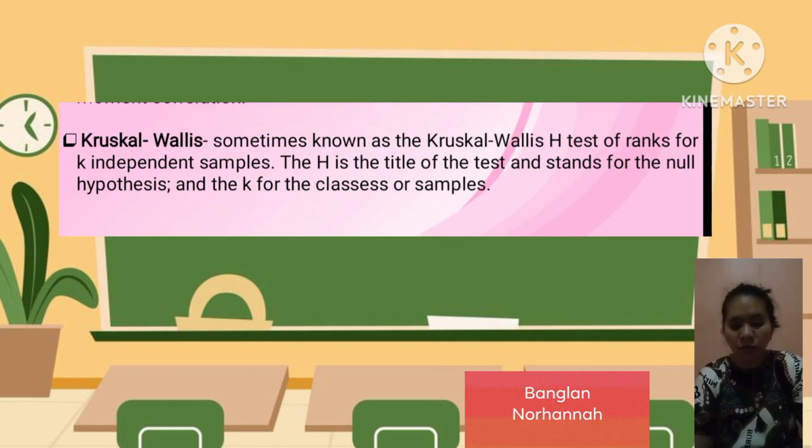Kruskal-Wallis, sometimes also known as the Kruskal-Wallis H test of ranks for k independent samples. The H is the title of the test, and the k stands for the classes or samples. The Kruskal-Wallis test is used to determine whether there is a statistically significant difference between the medians of the independent groups. It is particularly useful when the normality assumption is violated or when the data is not normally distributed.